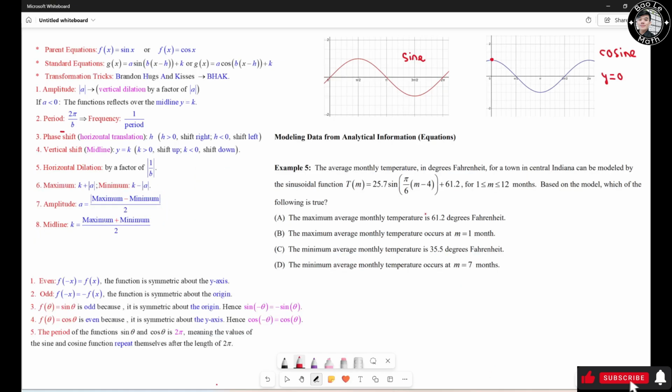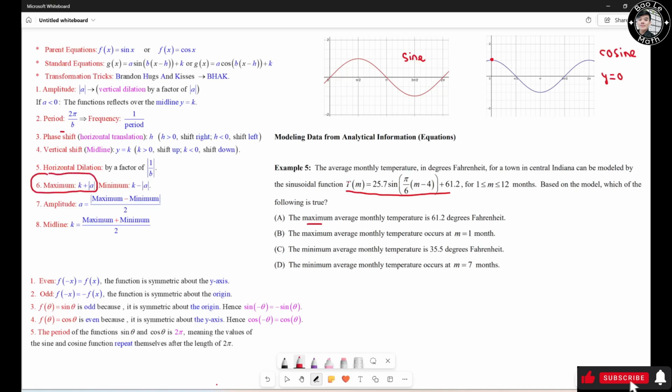Now let's take a look at example number 5. Modeling data from analytical information, which is the equation. Alright, so given the sinusoidal function right here, based on the model, which of the following is true? The maximum average monthly temperature is 61.2 degrees. So this is the maximum. We use the formula right here.